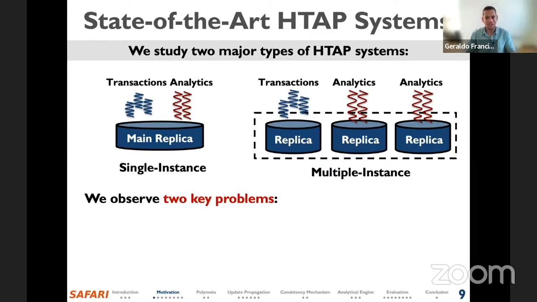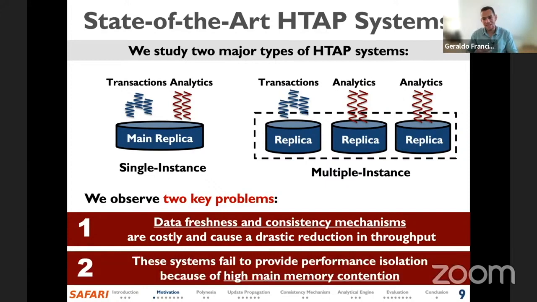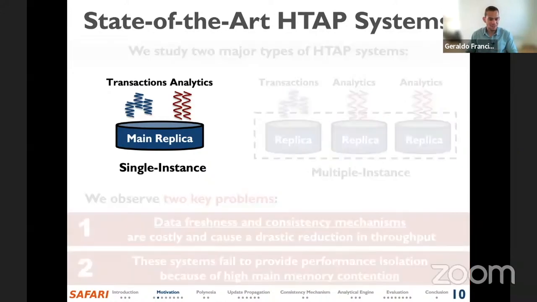Specifically, we observed two key problems for both designs. The first one is that data freshness and consistency mechanisms in state-of-the-art HTAP systems are costly to implement and cause a drastic reduction in both transactional and analytical throughput. And the second one is that HTAP systems fail to provide performance isolation because of the higher contention at the main memory. Next, I'm going to show the limitations of state-of-the-art systems in more detail. We start with the single-instance design.